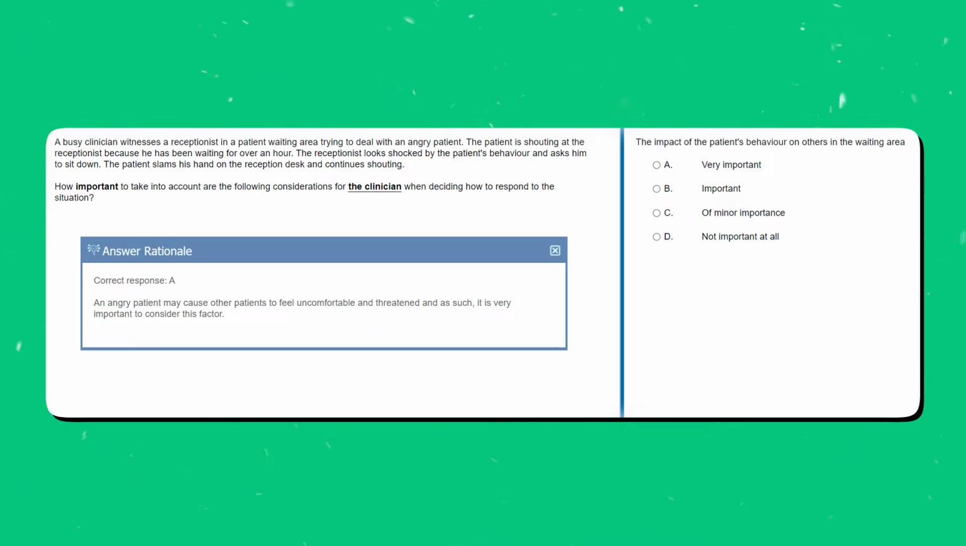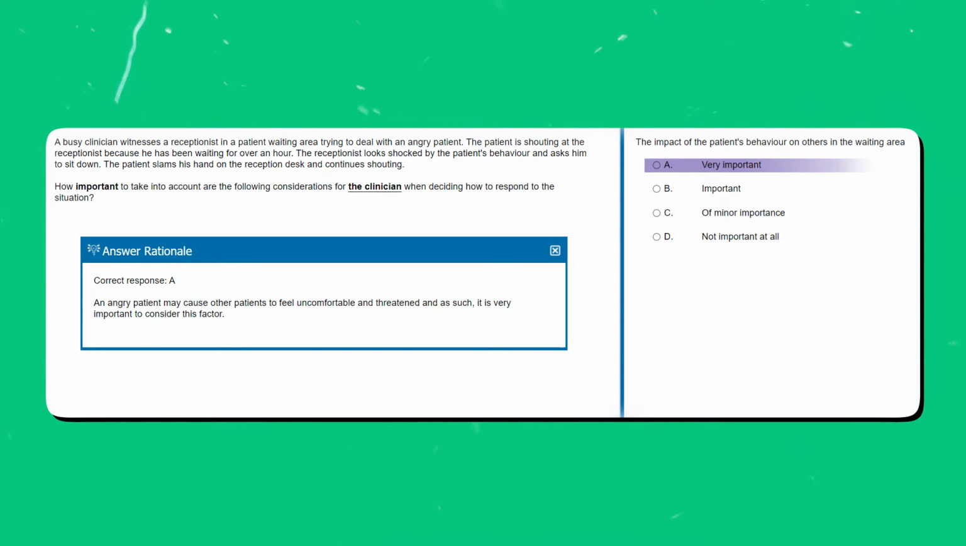The correct answer here is A, very important. It's really key that you bear in mind that the question is asking you about what the clinician would do. This is different to how perhaps a medical student would behave in the same situation.